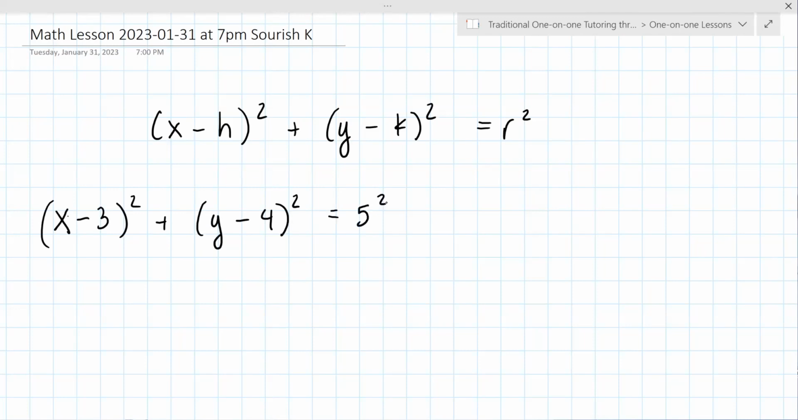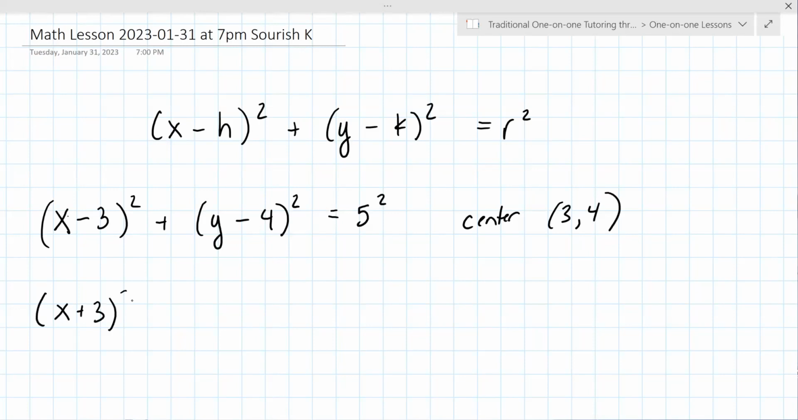Okay. So this equation has a center. It's got a center of (3, 4). Do you see where the 3 and the 4 come from? Yeah. Okay. Now I'm going to make a really similar equation.